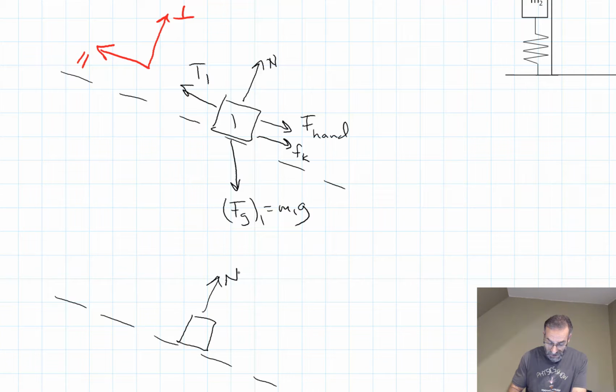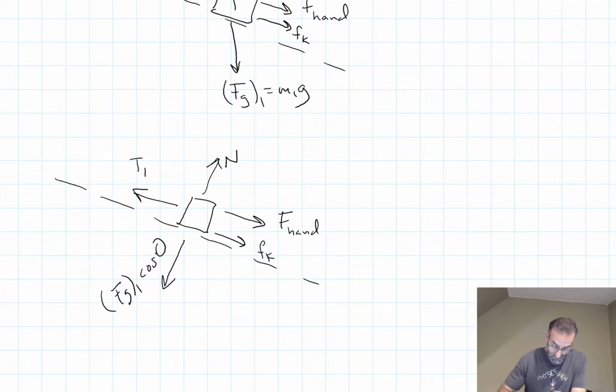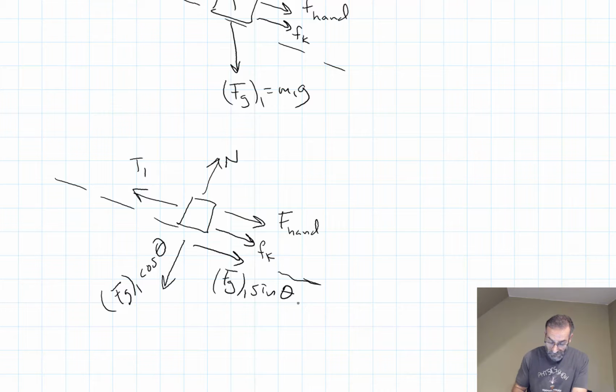The normal force is already in this coordinate system. I don't need to use components, as are these other forces. The only one I need to split up is my force of gravity, FG1 cosine theta, and an FG1 sine theta.